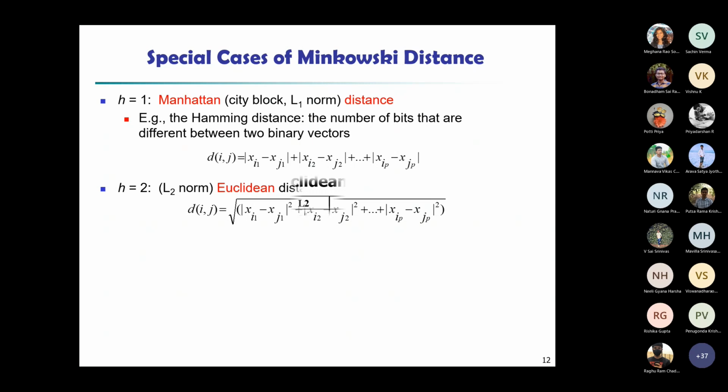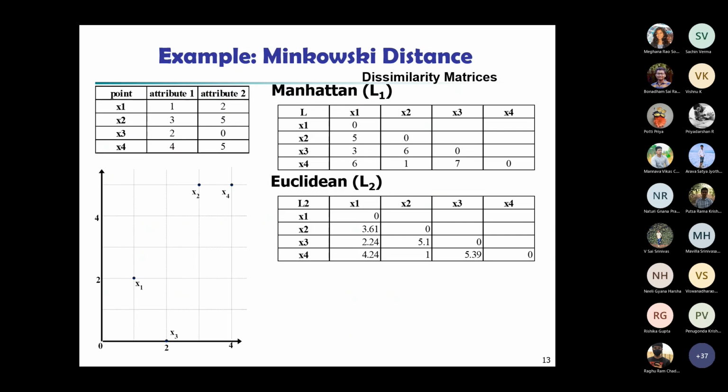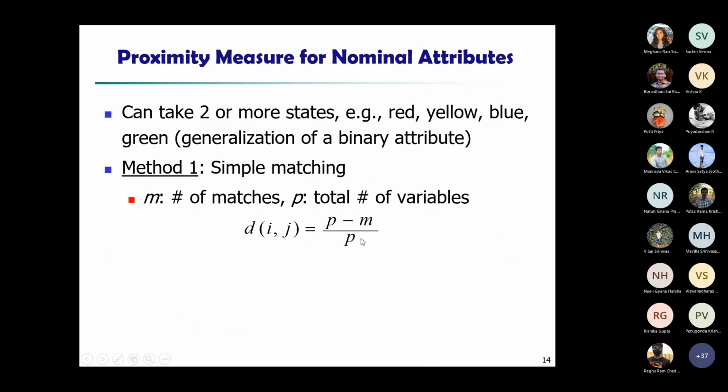So I think we'll stop here. This is just an example of how we calculate Manhattan distance and Euclidean distance for this particular data matrix. This is our data matrix, this is our dissimilarity matrix. This we'll discuss in the next class.